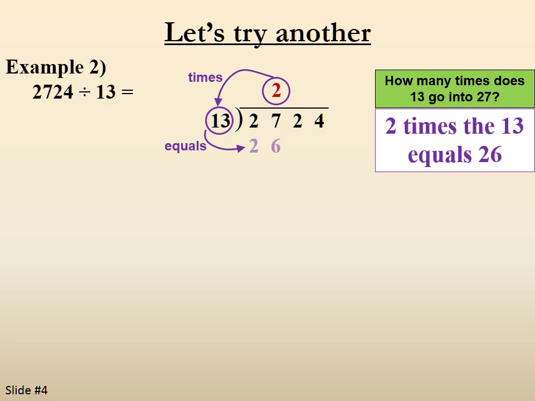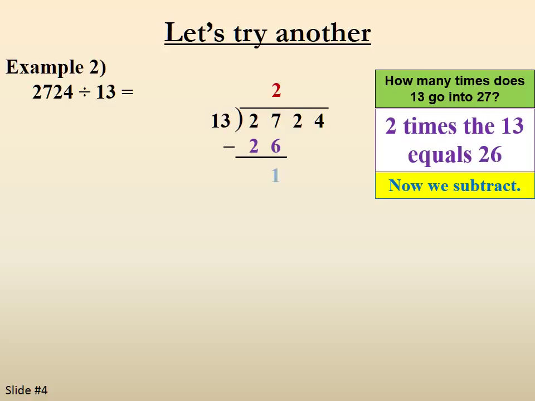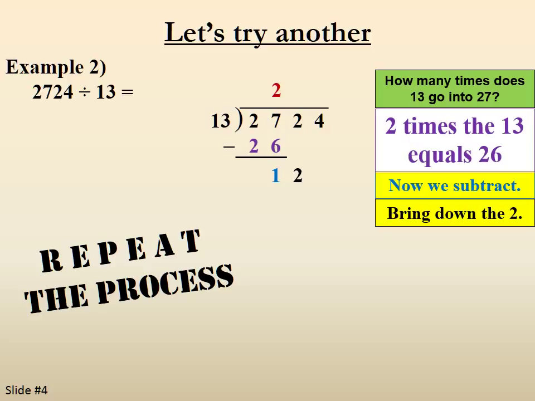2 times 13 gives us the 26. And now we subtract. And we have 1. Now we bring down the 2. Now we repeat the process because it's a repetitive process.